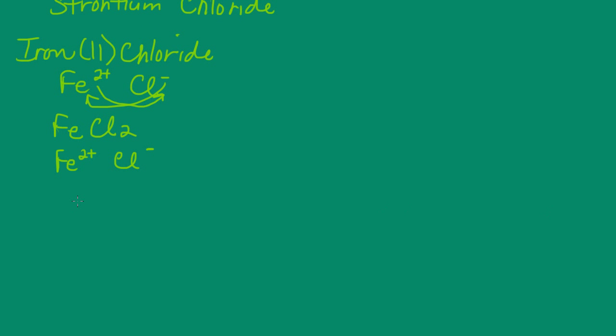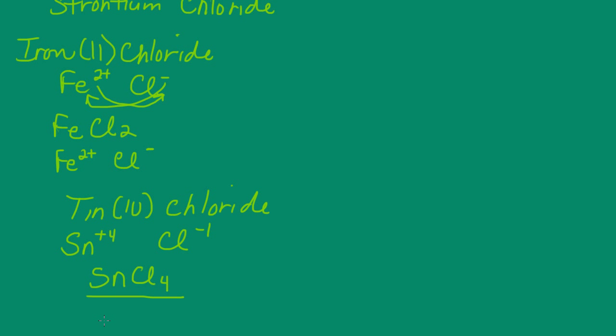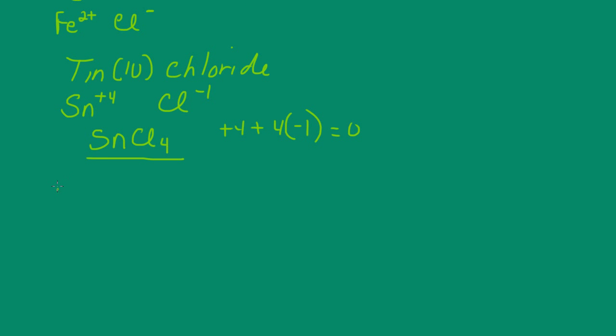Let's try another one. How about this one? Tin 4 chloride. Again, this Roman numeral pertains to the charge on the tin. So that would be tin with a +4 charge. And we know that chloride ion has a -1 charge, so we would write the formula like so. And again, we can check. So we have 1 tin ion with a +4 charge plus 4 chloride ions that have a -1 charge, and that equals 0.